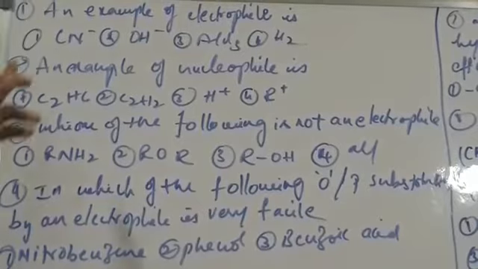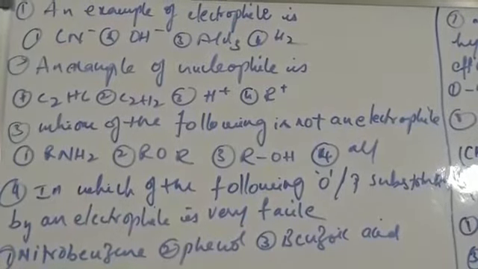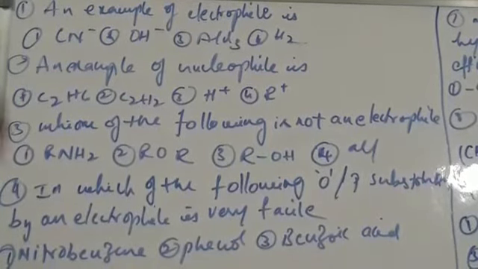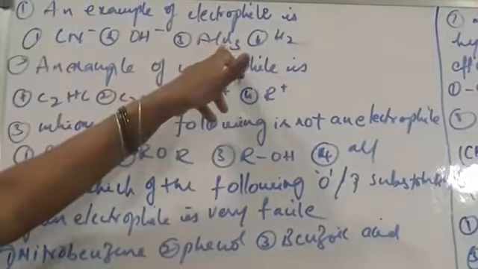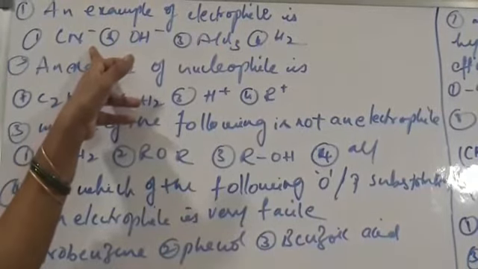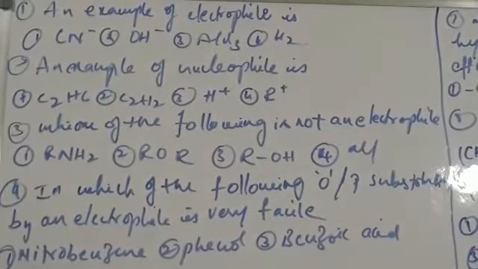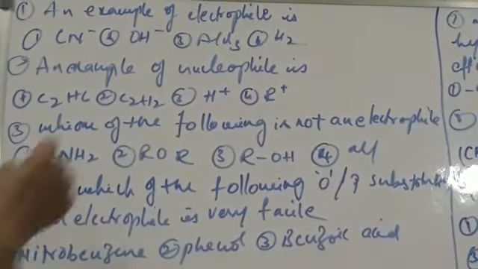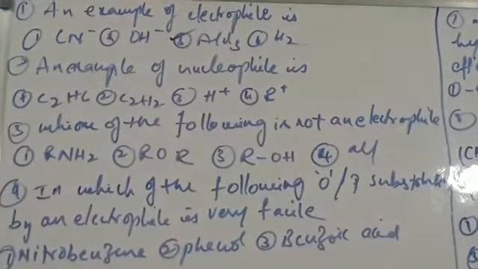Okay. So here different options are given: cyanide ion, hydroxyl ion, aluminium chloride and hydrogen. So electrophiles, electron attracting, means having less number of electrons. So all positively charged species and electron deficient molecules are considered as electrophiles. Okay. So here AlCl3 is a neutral molecule. These are negatively charged species. These are not electrophiles. Aluminium trichloride is an electron deficient molecule. It takes electrons. So this is an electrophile. AlCl3 is the electrophile.